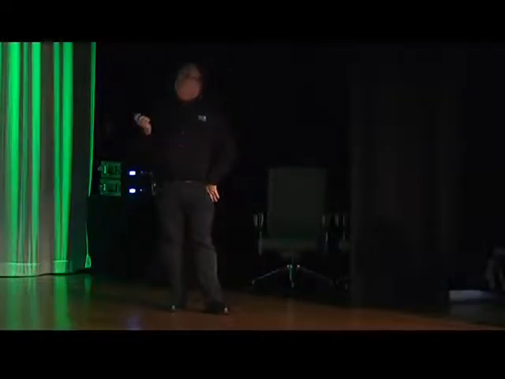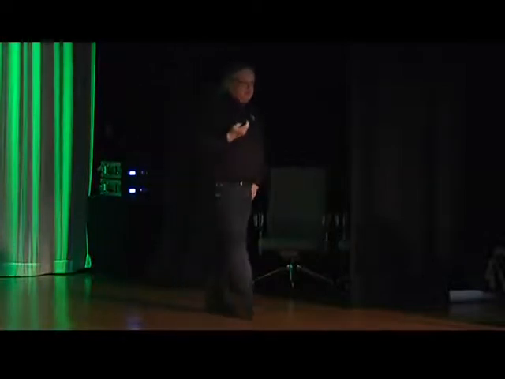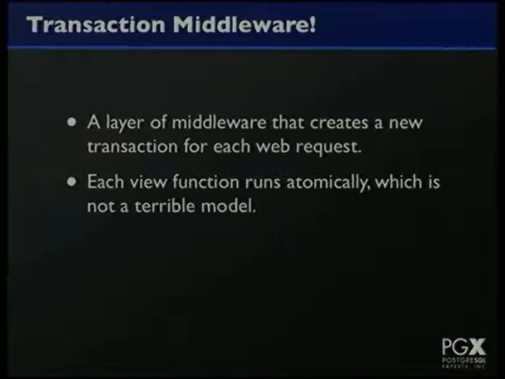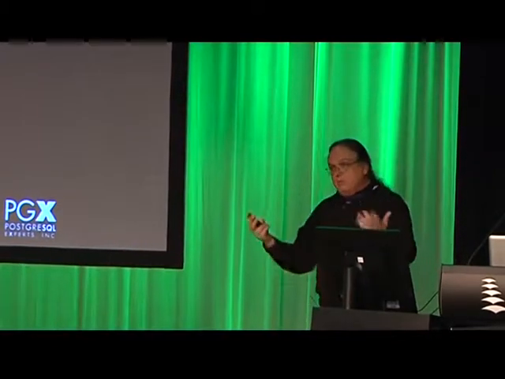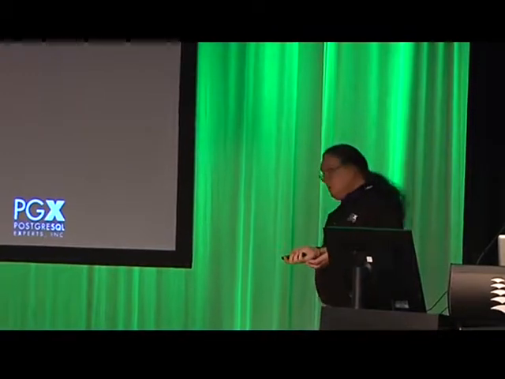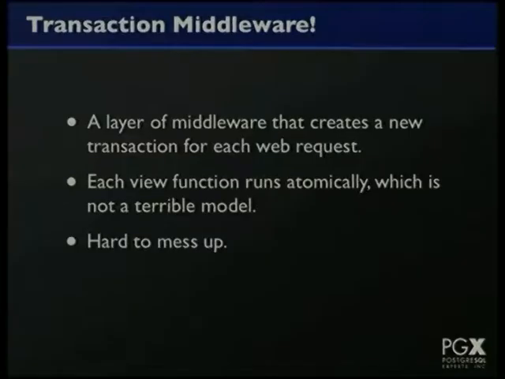And then came along transaction middleware, which for most of Django's run has been pretty much how people have managed transactions in the 90% case. It was a layer of middleware that creates a new transaction for each web request. This has a lot of nice stuff about it. For one thing, it means each view function runs atomically, which for a web developer makes conceptual sense. The view function is what you write. And if the view function failed for any reason, or an exception escaped from it, you knew there was going to be a rollback for the whole thing. That was pretty cool, and it's kind of hard to mess up, which is really nice. You know that the whole thing is going to do its thing.